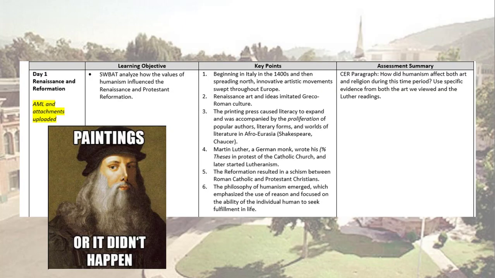Okay, now we're just in that last stage with the day-by-day learning objectives, key points, and assessment. I won't read them all to you as that would be pretty boring. So take time to read through those on your own time. But I did want to again just mention that I put over here in yellow, when there's an AML, that's the annotated model lesson with all the attachments, it is uploaded to Blackboard. The Renaissance AML is a great one to look at if you struggle with getting a large amount of content into a one-day lesson, while still incorporating skill practice and not just lecturing the whole time.